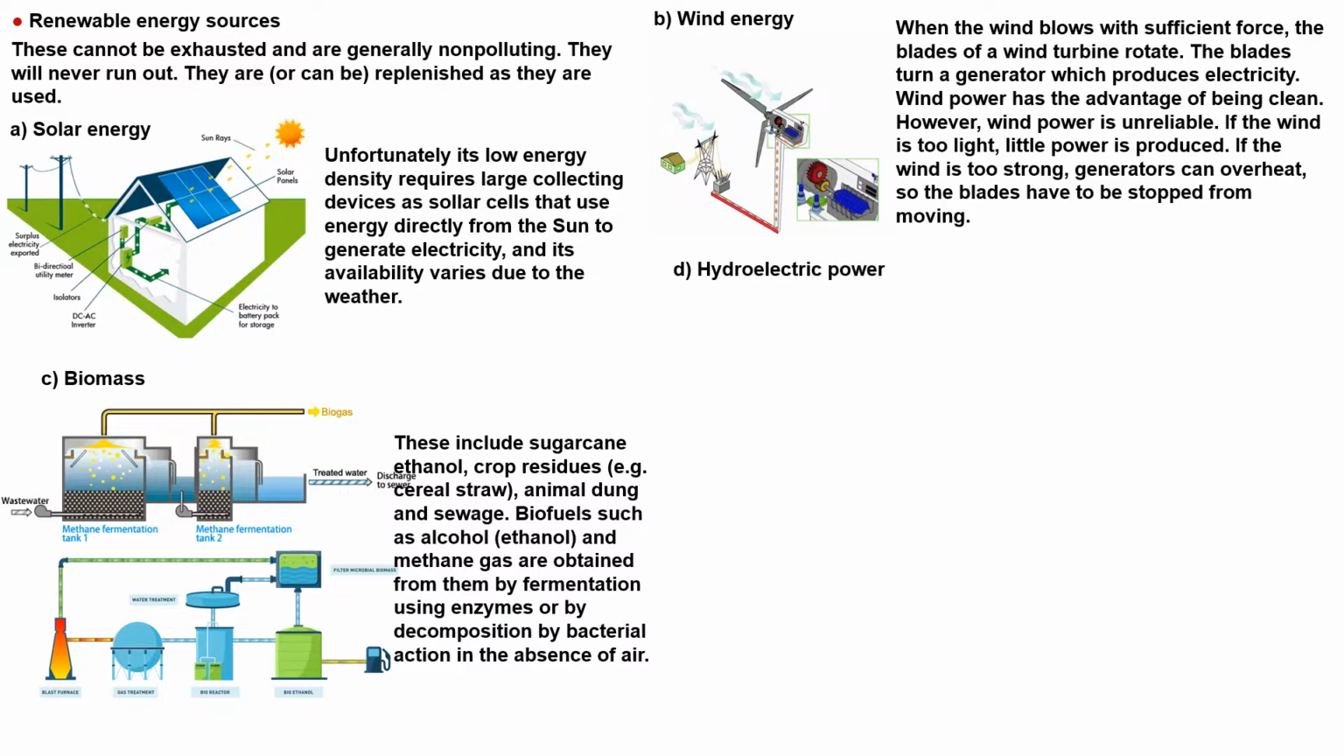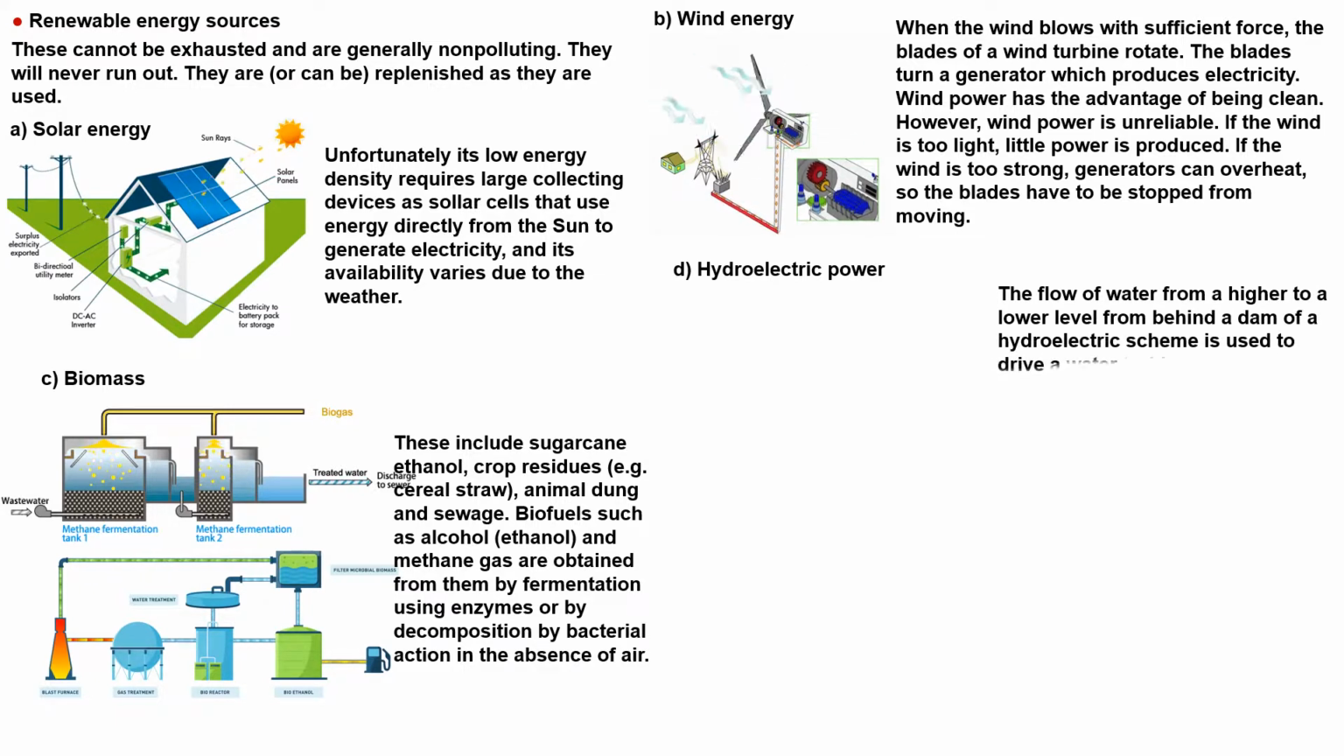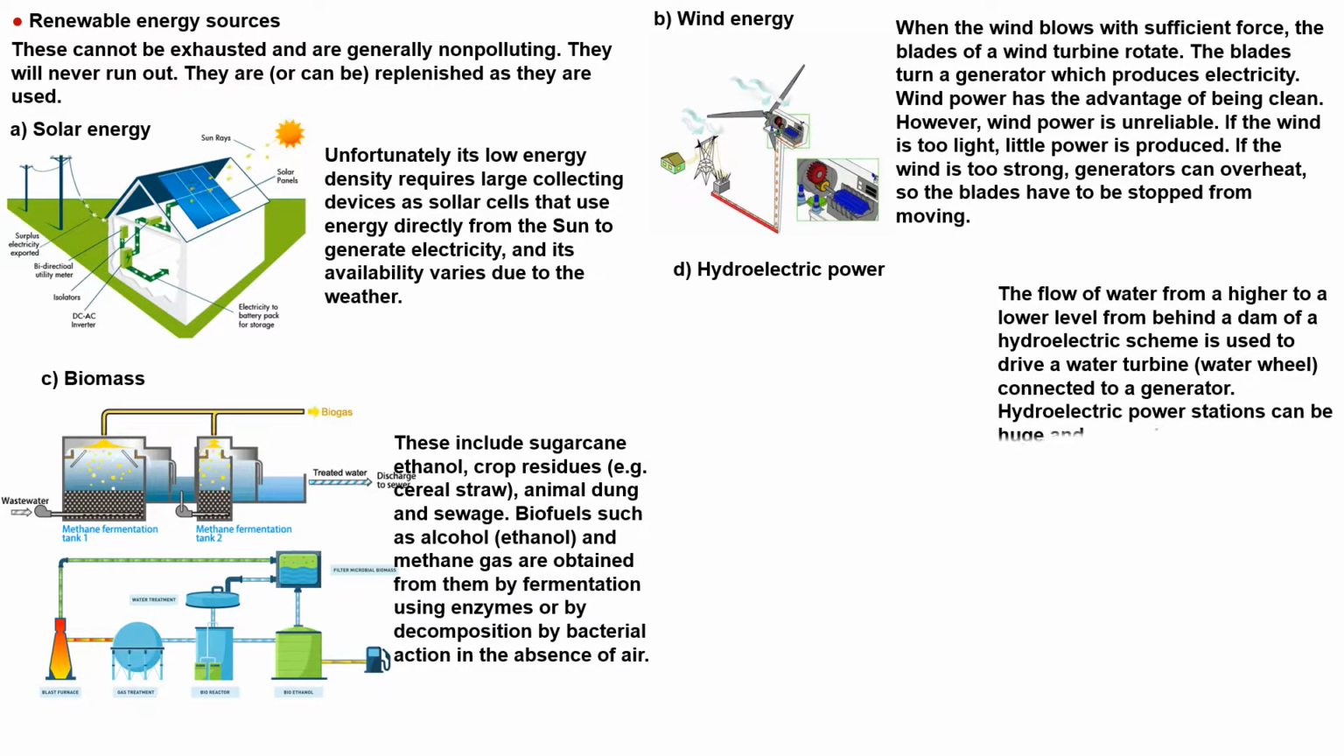Hydroelectric power. The flow of water from a higher to a lower level from behind the dam of a hydroelectric scheme is used to drive a water turbine, water wheel, connected to a generator. Hydroelectric power stations can be huge and generate vast amounts of power.